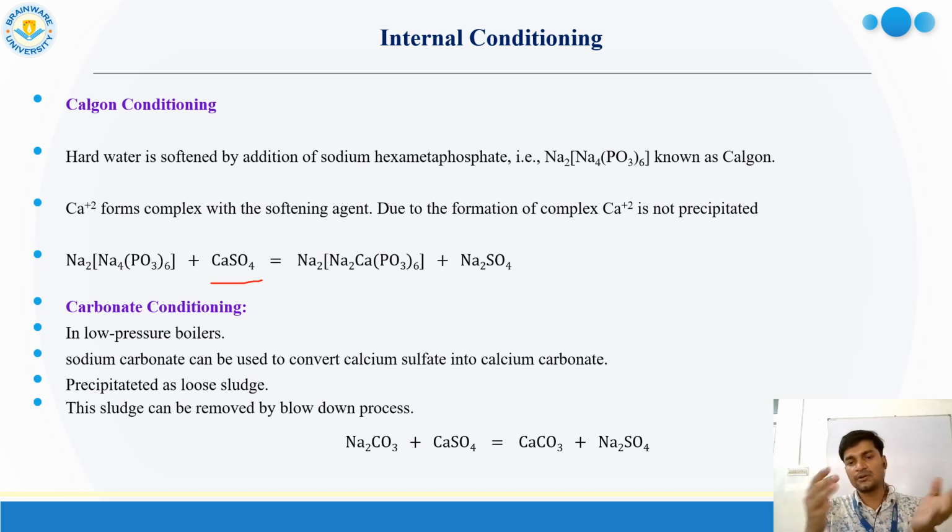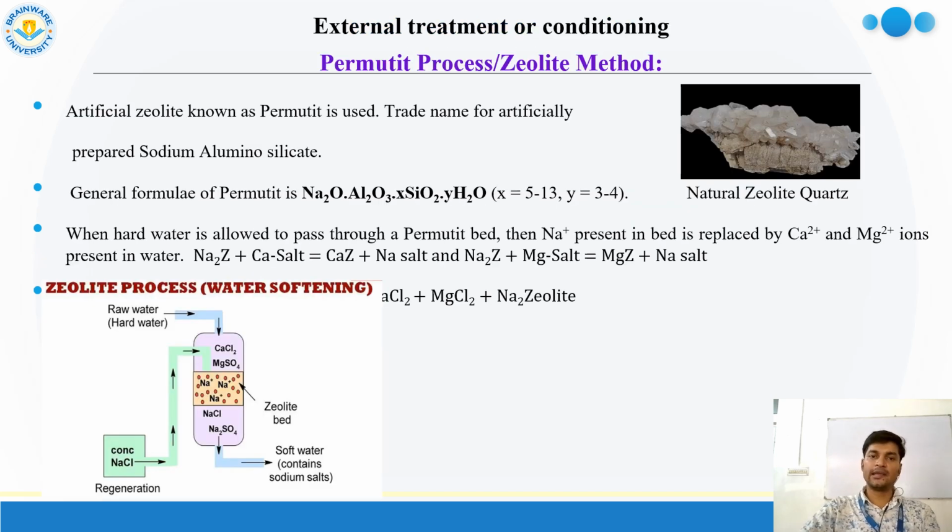And if it contains sodium sulfate, that's not a big problem, because sodium sulfate is not creating any type of problem within the boiler. So in that internal conditioning process, we can protect our boiler from this harmful hard salt. There are many external conditioning methods also. Those external conditioning methods are mainly the permutit process or zeolite process, which is one of the essential processes.